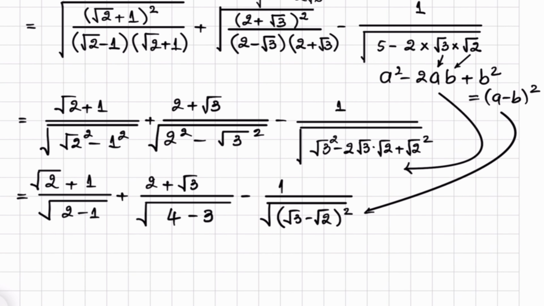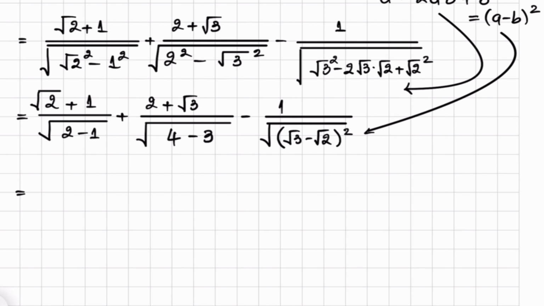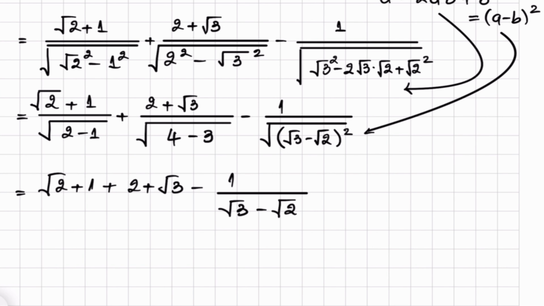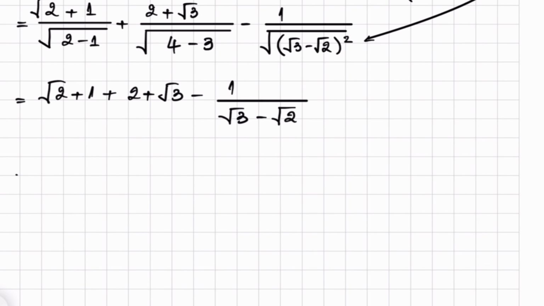Okay, now we will get, so here is 1 and here is also 1. So when we have the denominator which is 1, we don't need to write it down. Okay, we just write square root of 2 plus 1 plus 2 plus square root of 3. Okay, and then minus square root of 3 minus square root of 2, then equal to square root of 2 plus square root of 3, and then plus 1 plus 2, which is 3, and then minus.